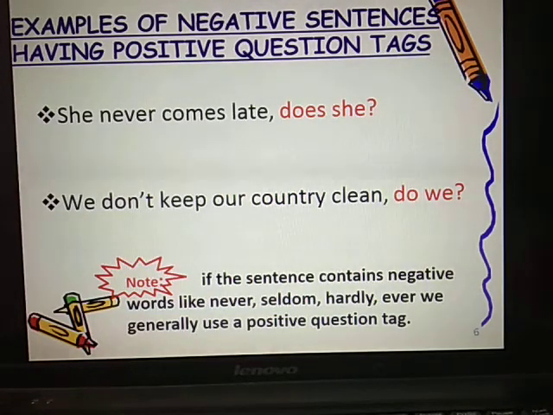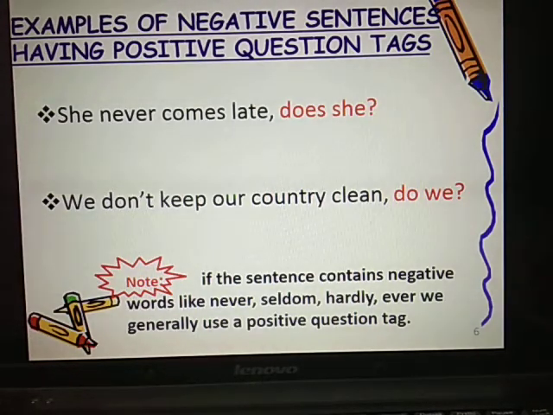We don't. Now we is what we are talking about. We is the plural form. So do we. So if the sentence contains negative words like never, seldom, hardly, ever, we generally use a positive question tag. So seldom, like seldom she comes here, means she never comes here. It is almost equal to never. So it is a negative word.